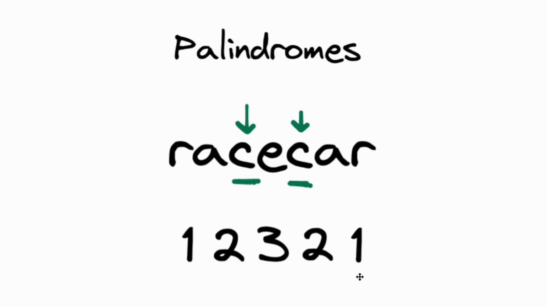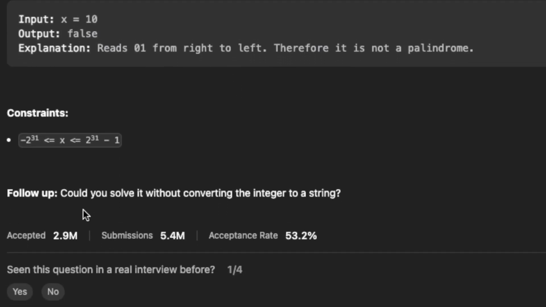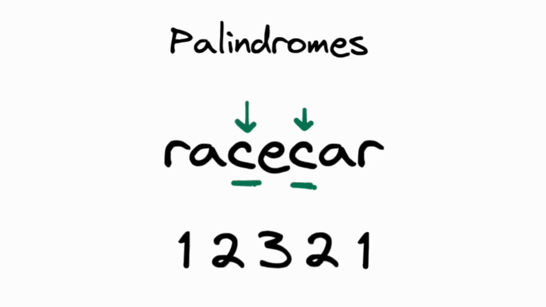So when you're thinking about this problem, where instead of a string, we actually have a number, you could convert the number to a string and either use the built-in reverse method or the two-pointer method. However, this problem has an extra challenge. If we scroll down to the follow-up, it says, can you solve it without converting the integer to a string? So then it becomes an interesting challenge.